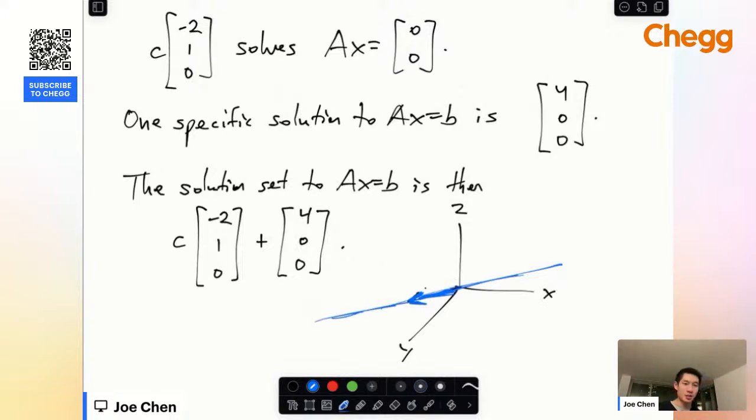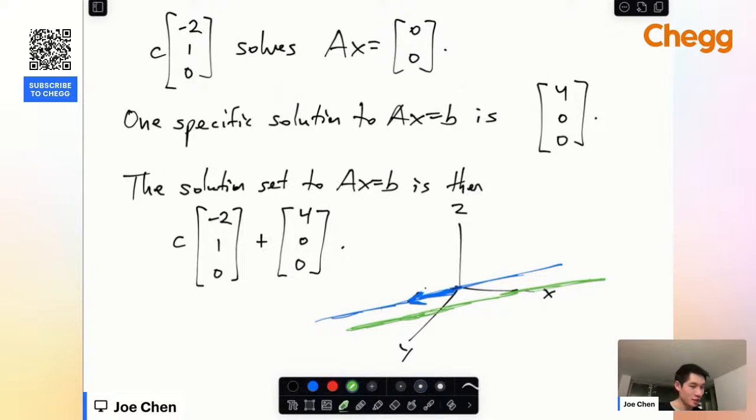And now what is the solution set to Ax equals b? It's this line, but it's shifted by the vector 4, 0, 0. So the vector 4, 0, 0 is right here. And I get this green line, which is the solutions to Ax equals b. Anyways, I thought that was nice to highlight.